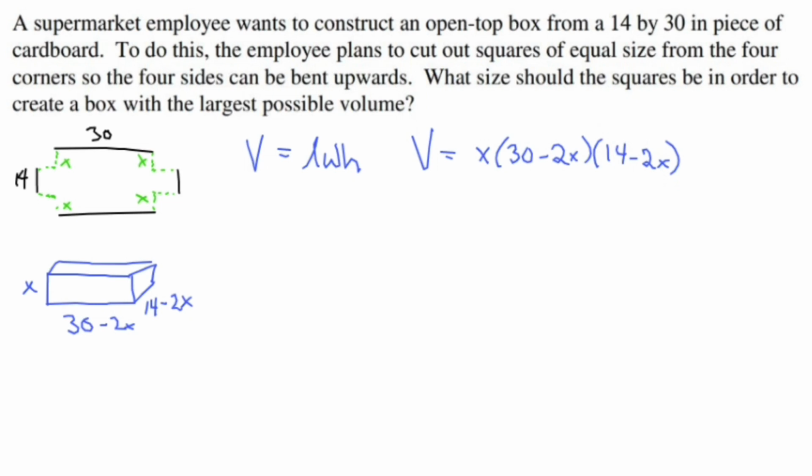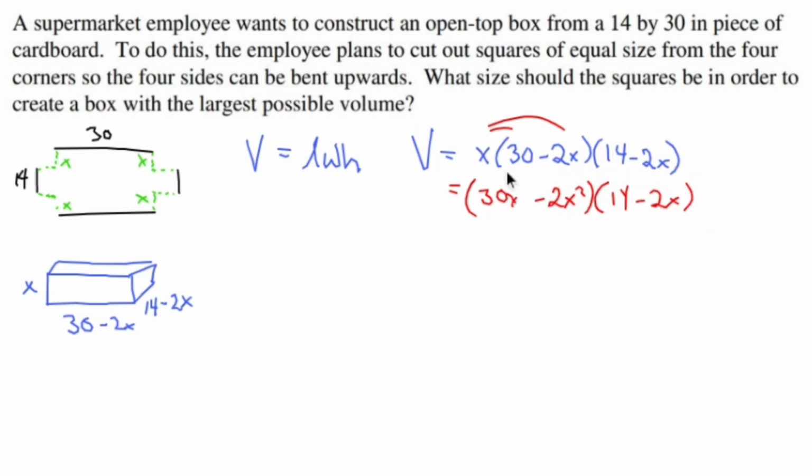So it doesn't really matter. We're going to have to multiply things anyway. So let me distribute that x. I have 30x minus 2x squared. I don't know why I jumped out to x squared. But we have 30x, x times negative 2x is negative 2x squared. And then we're going to FOIL that out to 14 minus 2x.